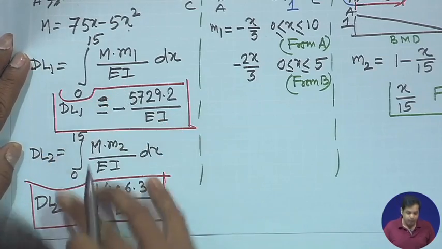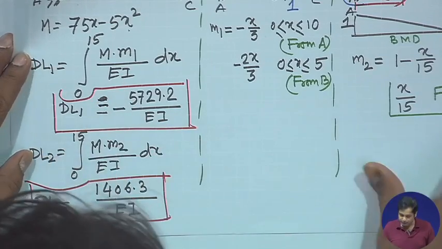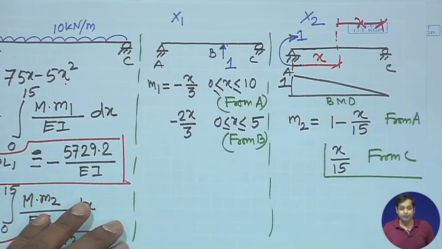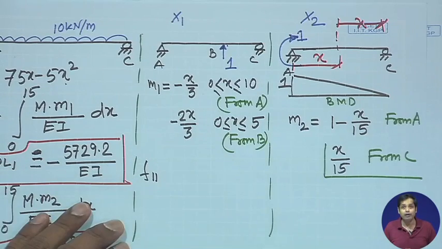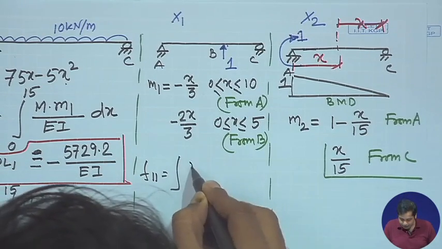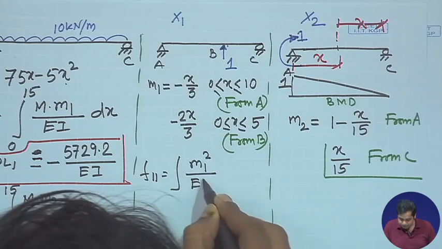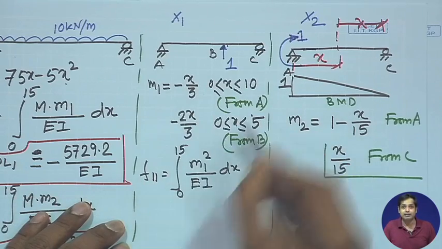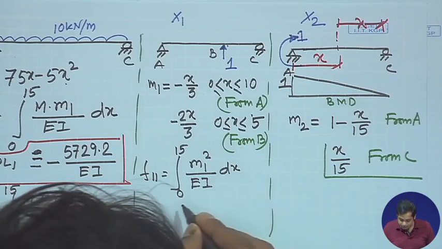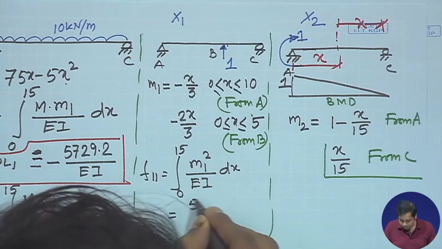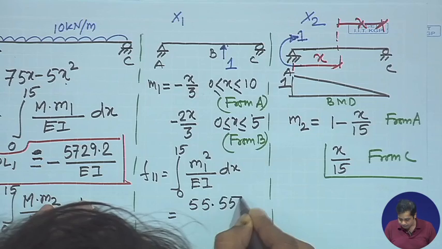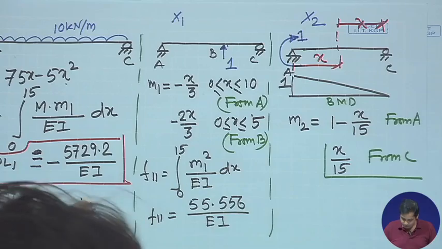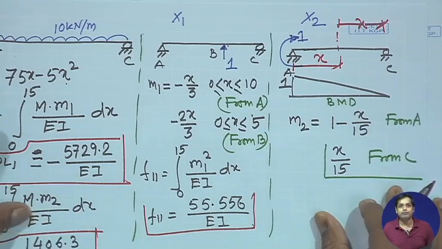So, we have obtained DL1 and DL2, the displacements in the primary structure due to the externally applied load. Now, what we need to find out are the flexibility coefficients. F11 will be the integration of m1 square by EI dx from 0 to 15, and m1 is this, and if we do that, it is equal to 55.556 by EI. This is F11.